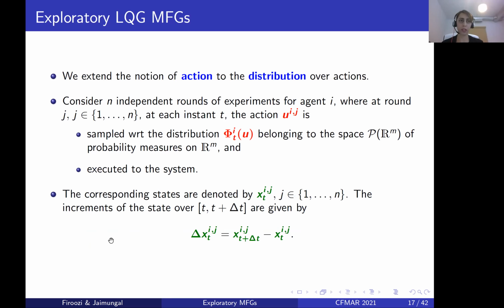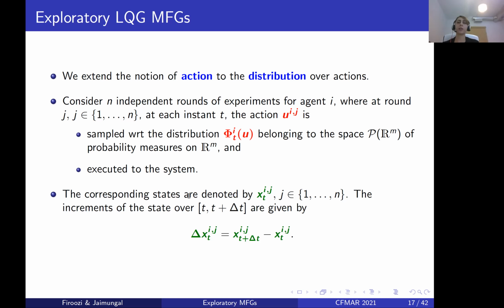So now I'm going to present the exploratory LQG MFG system. As I mentioned, in this case, we extend the notion of actions to action distributions. So consider that we have n independent rounds of experiments for agent i. Each round is indexed by j. At each round, at each time instant, we select an action according to the action distribution that we have here, and then we apply it to the system. We will have a state as a result of the application of this action, which we denote by x. It's the state of agent i at round j at time t.